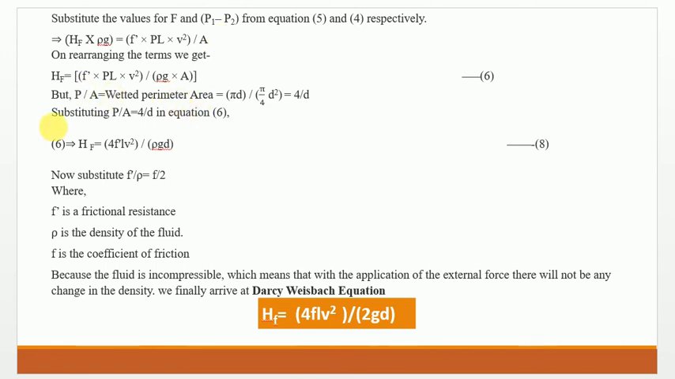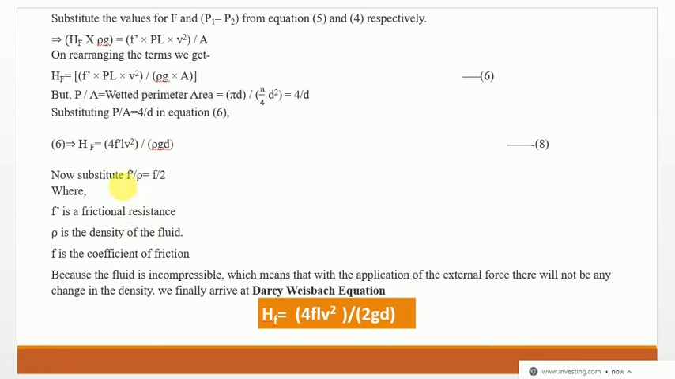So already we know that P by A, which is wetted perimeter by area. So P is pi d, the perimeter, and A is the cross-section area of the pipe, so pi by 4 d square. To simplify this, it gets 4 by d. So instead of P by A, we're going to substitute 4 by d. So this equation becomes 4 f dash L V square by rho g d.